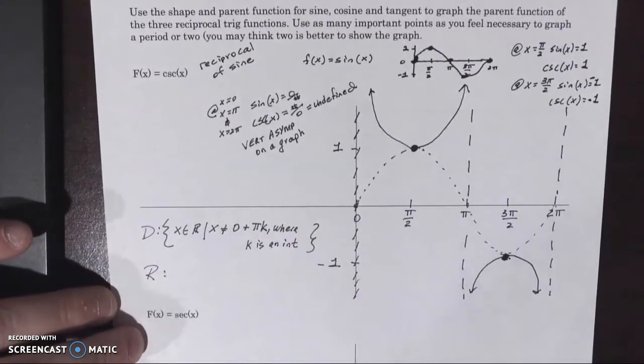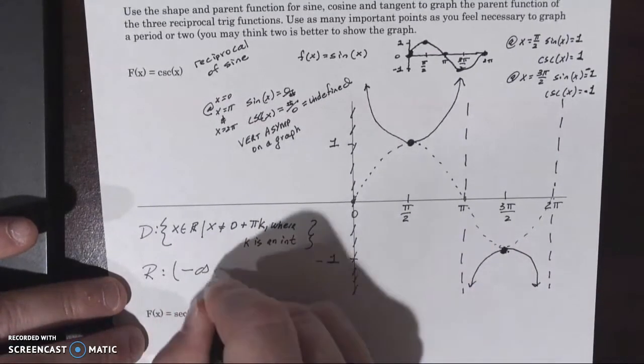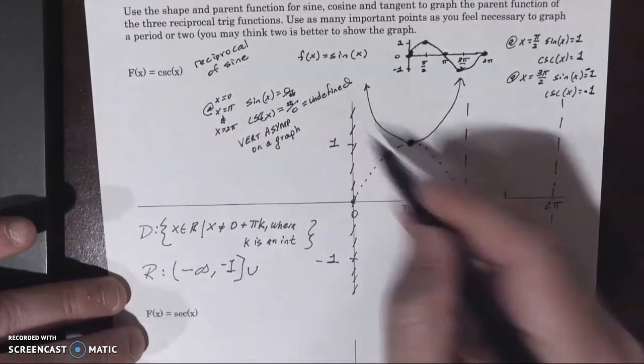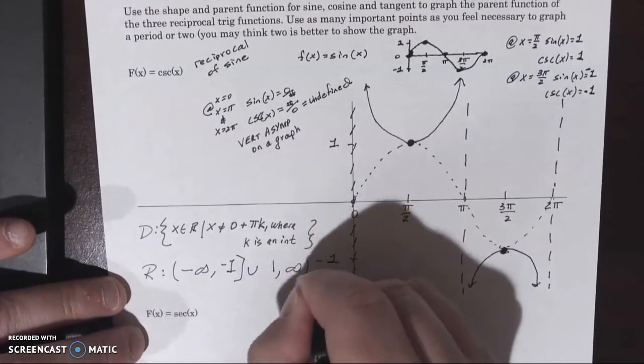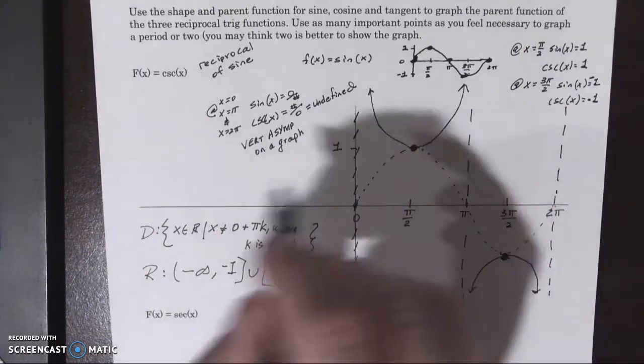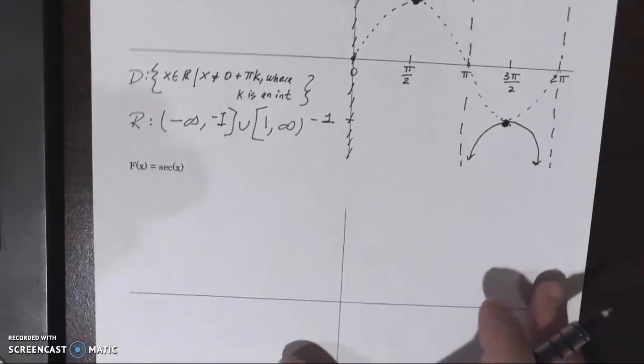The range of the cosecant graph, negative infinity all the way to -1, and union 1 to positive infinity. No amplitude because this is not a wave-like function. And the period of the cosecant graph would always match the period of the sine graph, which would be 2 pi. Okay? Let's quickly go through the secant graph.